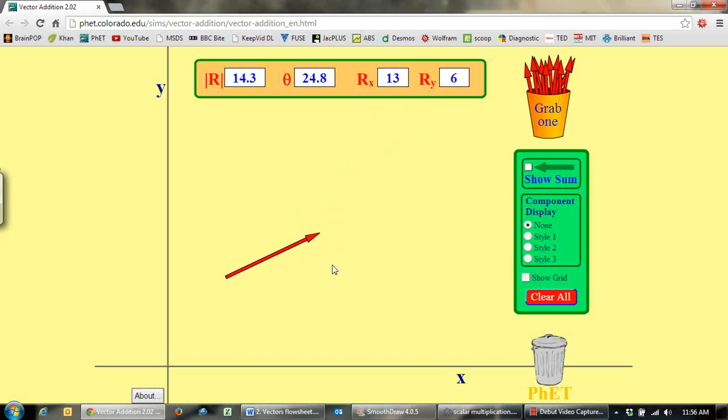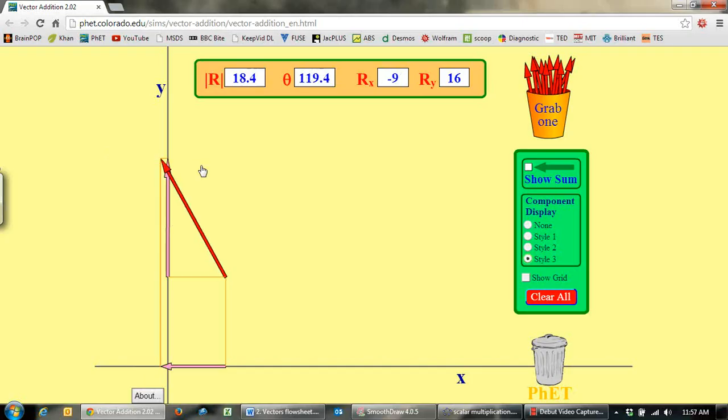And there's our vector. Now I'll just put on some components, and you can see here the two components. The horizontal component here is 13 units, and the vertical component is 6 units there. So there's our two components, and if I change this style, there you go, on the x-axis, that's the x component, there's the y component of this particular vector. And if I move that around, you'll see how the y component changes.